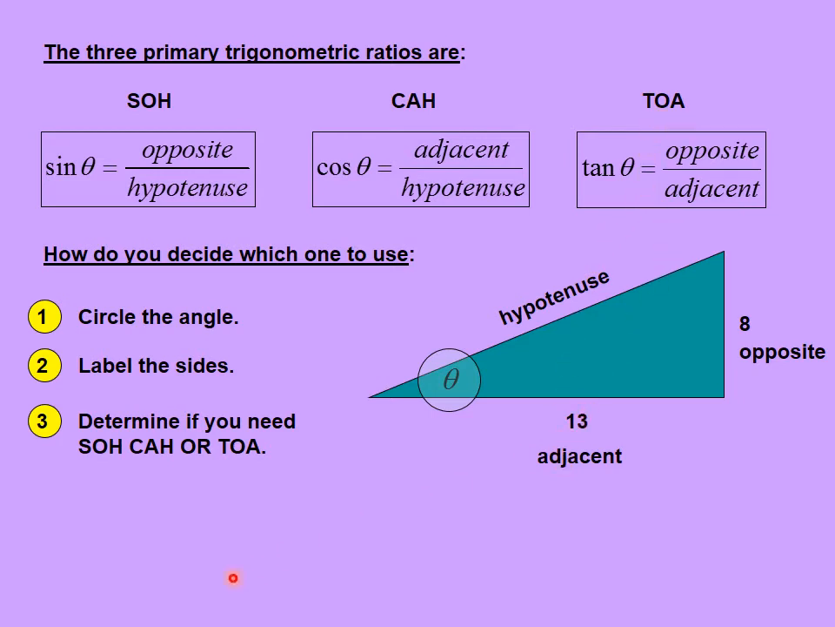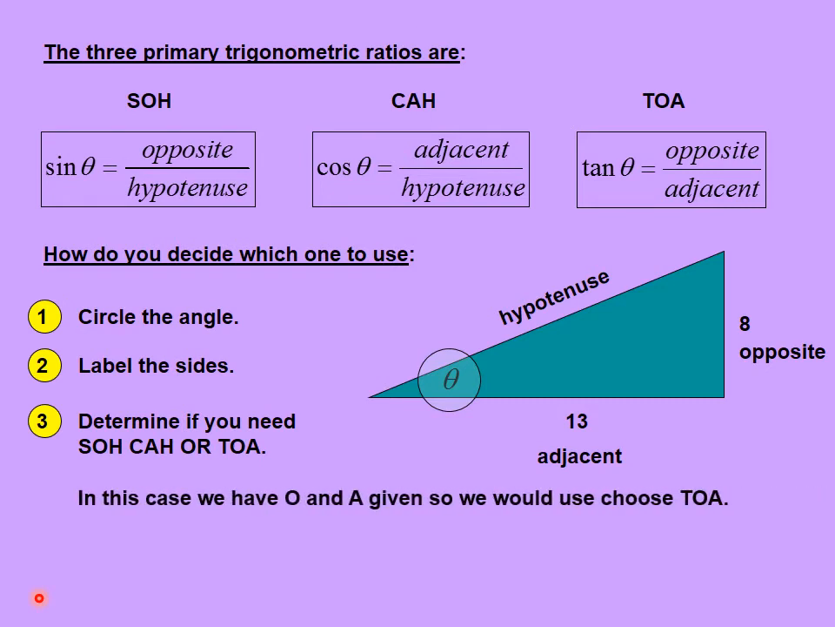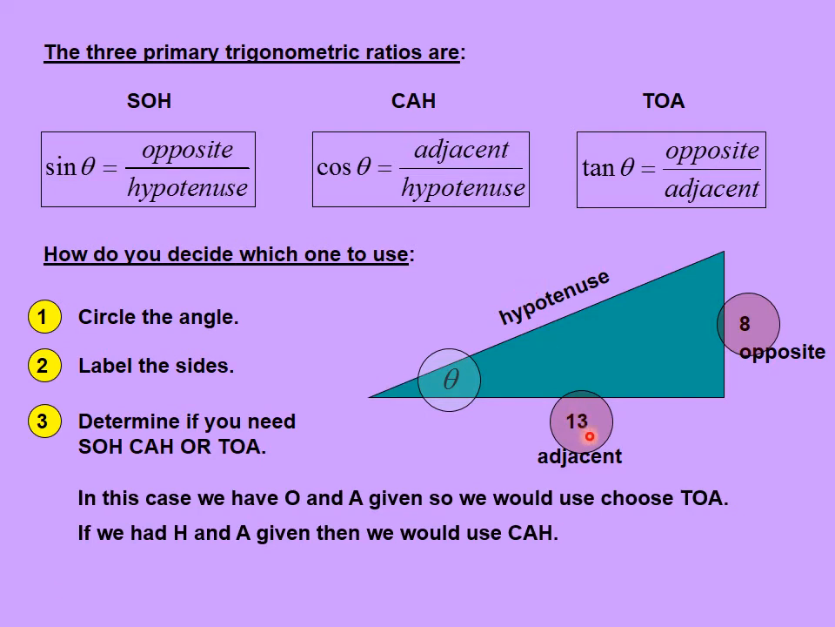Okay. The other way to look at it is, what don't I have? I don't have information on the hypotenuse, so I can't use this and this. So that's the negative way of thinking of it. Either way, whichever way works for you. So in this case, we have O and A given, so we should use TOA. If you had H and A given, if there's a number here and here, then I would use CAH, right? And then similarly, if I had a number where O was and H was, then I would use SOH. Okay?